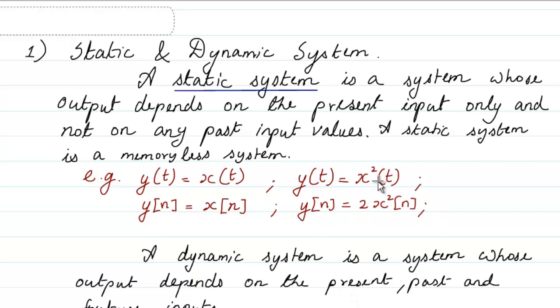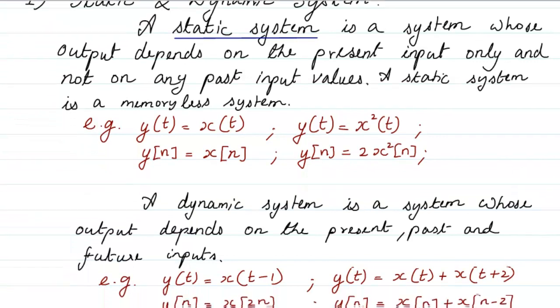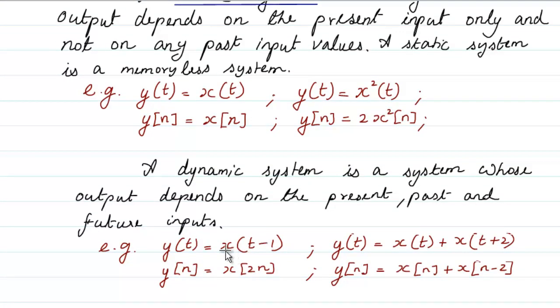An example of a static system is shown here, where the present time is t, and you can see that the present output y of t depends only on x of t. It does not depend on any other values. The same is the case here for discrete time. Whereas for a dynamic system, you can see that y of t depends on x of t minus 1. That means it depends on the input that was applied 1 second previously.